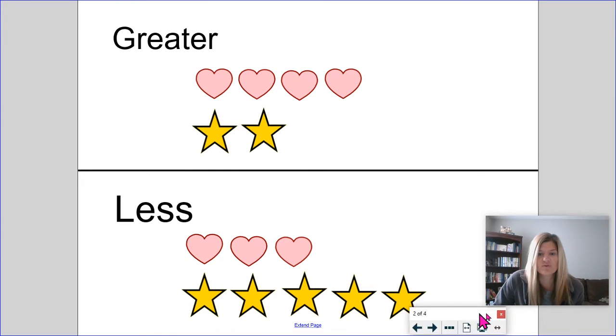Okay, kindergartners, before we begin our lesson, there are two words that we need to become familiar with and know in order to do our math today. The first word is greater. Greater means more. So if I look at my picture right here, I can see I have 4 hearts and 2 stars. That means I have more hearts than stars. So I have a greater number of hearts than stars.